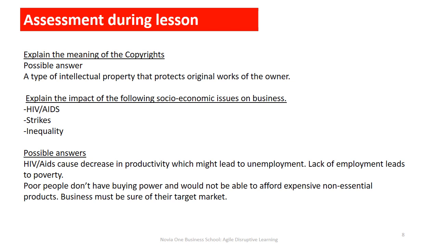Assessment during the lesson, which will be given to the learners. Learners are expected to explain the meaning of copyright, and a possible answer may be a type of intellectual property that protects the original work of the owner, or any other relevant answer. And they must be able to explain the impact of the following socio-economic issues on businesses: HIV/AIDS, strikes, and inequality. A possible answer would be that HIV/AIDS causes a decrease in productivity, which might lead to unemployment.